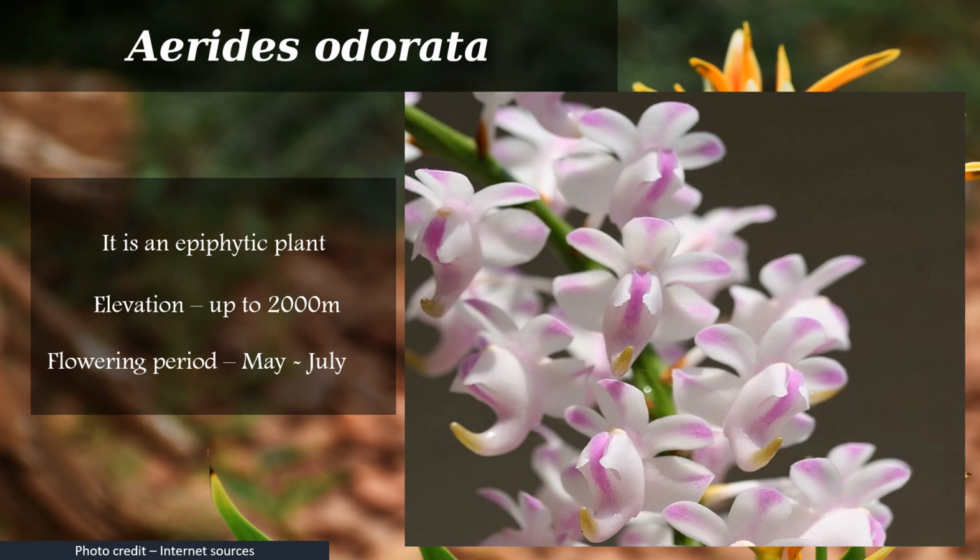For this you can also see that whenever I touch Aerides odorata, I get to know that it has a waxy and, you can say, very sticky kind of flower. So these are for Aerides odorata, and the elevation is up to 2000 meter, and the flowering period is from May to July. So let's move to our next one.